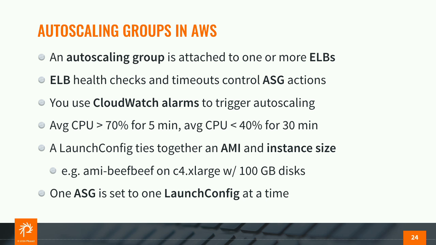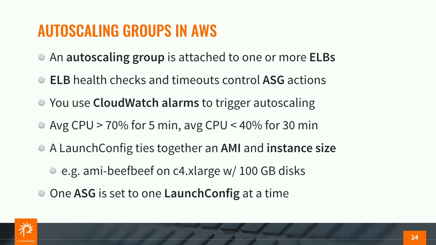You then use CloudWatch alarms to trigger autoscaling. So for each autoscaling group, you'll go in and put in a variety of different CloudWatch alarms that you want to use to control when you scale up and when you scale down. It's worth noting that the CloudWatch alarms that you use, you'll generally use the averages throughout the pool. So a very common one might be to say, okay, if the average CPU of the machines in the autoscaling group is greater than some amount based on testing, 70%, 60% for more than 5 minutes, then add a new instance to the group.